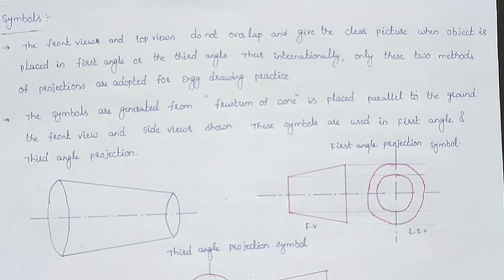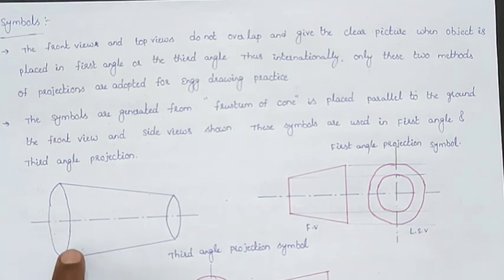In the first angle and third angle projection, the front view and the top view do not overlap with each other and give a clear picture when the object is placed in the first angle and third angle projection methods. Thus internationally only these two methods are adopted for engineering drawing practice. The symbols of the first angle and third angle projection methods can be obtained from a frustum of a cone.